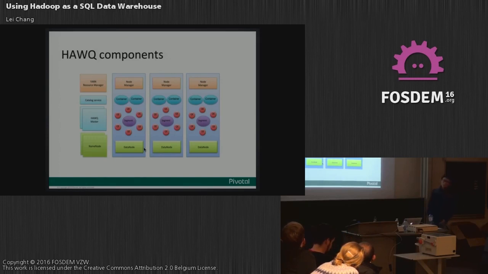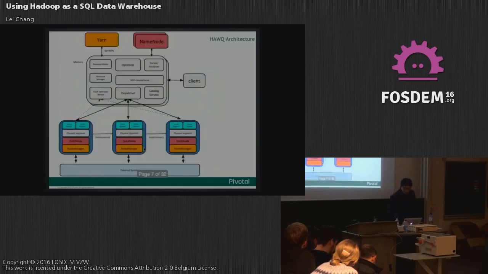On a slave node, we can also see there is a node manager, a Yarn node manager. It manages resources of the cluster. On the master side, there is a name node, and there is also a catalog service. Currently, the catalog service is co-located with the Hawk master. We abstract the catalog services into a separate service internally. There is also a Yarn resource manager, which you can configure in a high availability way. So this is a typical deployment of the Hawk cluster.